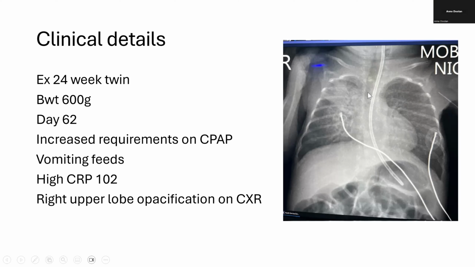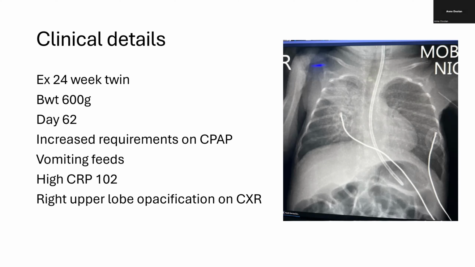I was going to present a little 24-week twin, a little boy, and he's been with us for a little while now. He's 2 months old, and he was born at 600 grams, and he's now 1.1 kilos. He's been having ongoing issues with regurgitation of feeds and vomiting. At the weekend, he'd increased requirements on his CPAP. He nearly got reintubated, but he just about escaped. He had some bloods and a blood culture done, and his CRP was high.